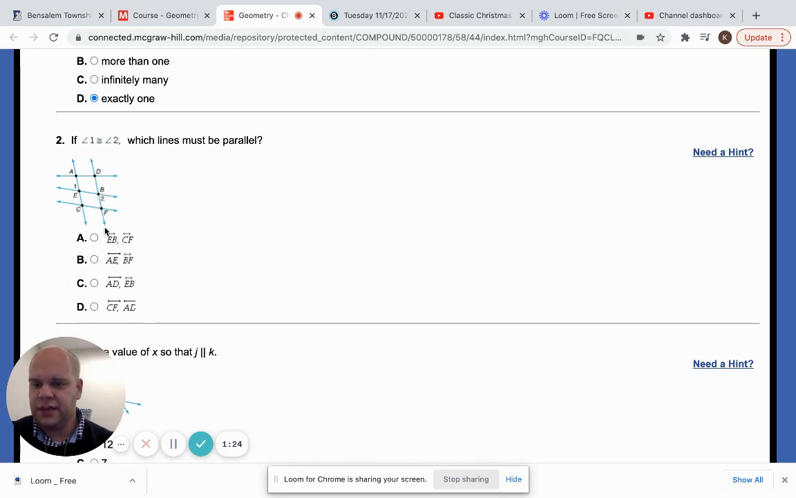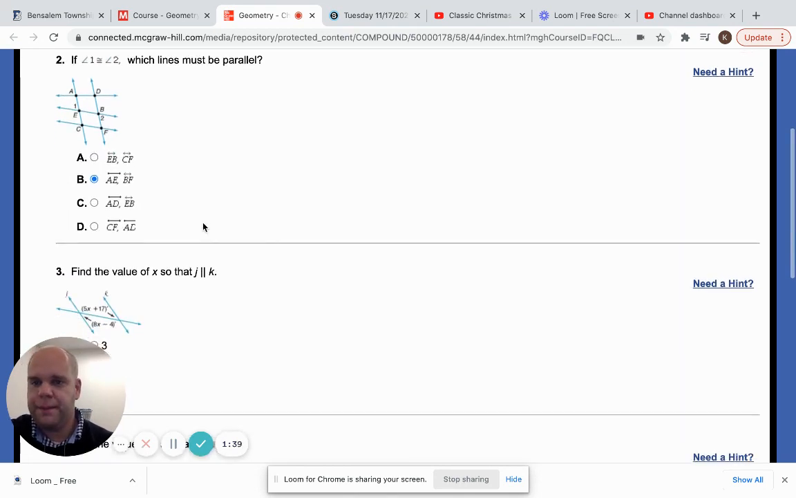So EB is not right because that's a sideways line. We want these two vertical lines. AE and BF, okay, that would work. AD is a sideways line. CF is a sideways line. So the only one that would work would be B, all right?